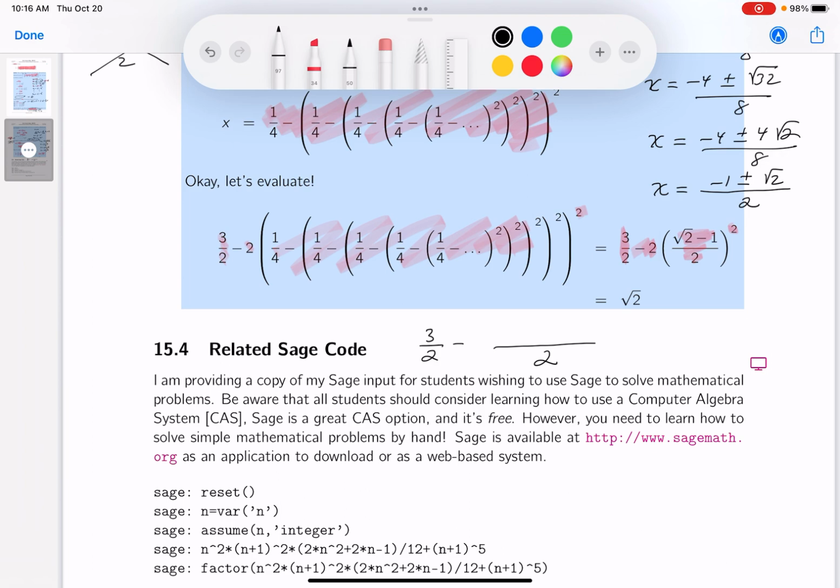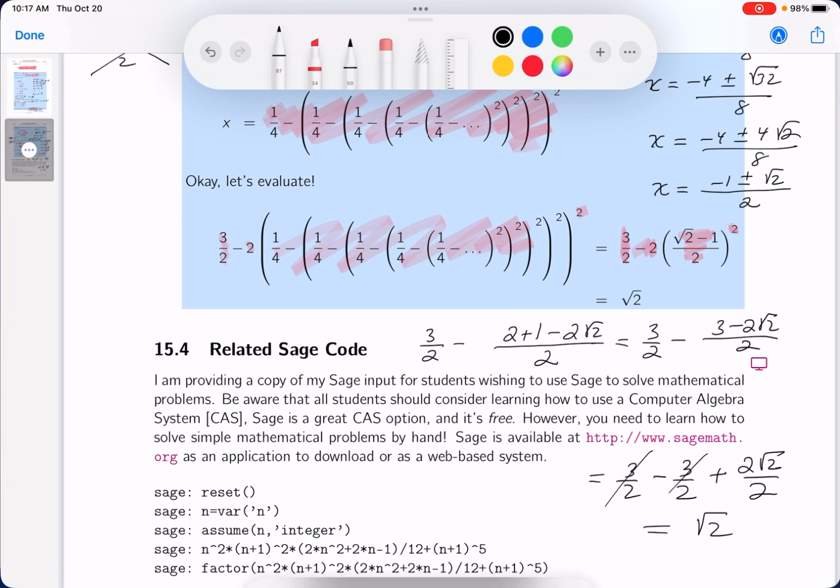What would that give you? It would give you 2 plus 1 minus 2 root 2. That would be 3/2 minus 3 minus 2 root 2 over 2. Let's see if we can do that. That's 3/2 minus 3/2 plus 2 root 2 over 2. Well, these things conveniently disappear, and you're left off with the root of 2.